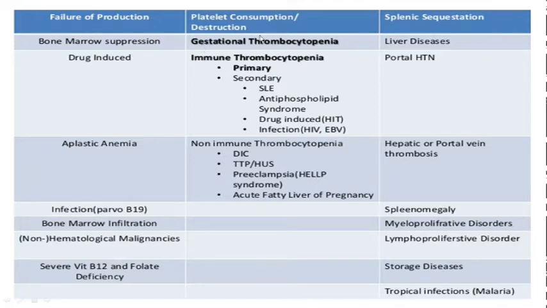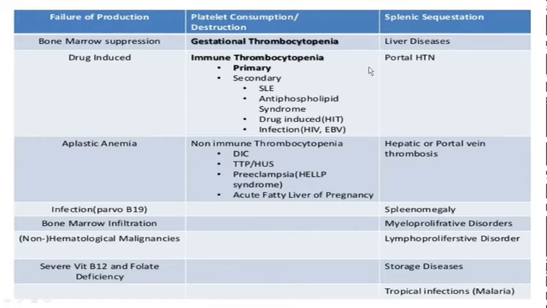Then there is an entity called gestational thrombocytopenia, and that is a common occurrence, and that can lead to common platelet consumption, but it's a self-limiting problem. Then you have immune thrombocytopenia, which we're going to talk about. This is primary and secondary. Secondary is associated with SLE, antiphospholipid syndrome, drug-induced or infections. Then we have something called non-immune thrombocytopenia in the form of DIC, TTP, preeclampsia, and acute fatty liver of pregnancy.